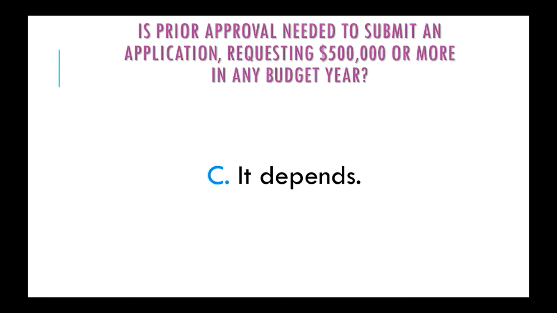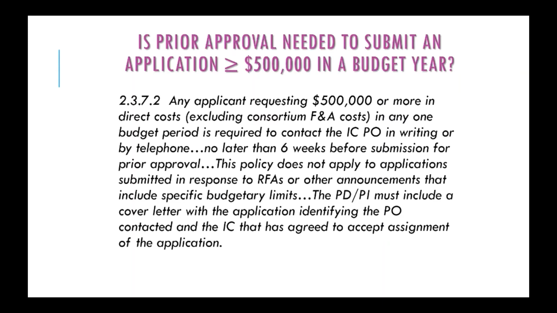It was very close, but the answer is it depends. And you're going to say, what is this? The Grants Policy Statement, section 2.3.7.2 says any applicant requesting $500,000 or more is required to contact the ICPO in writing or by telephone. You'd say, well, wait a minute, but this policy does not apply to applications submitted in response to RFAs or other announcements that include specific budgetary limits. So if you're responding to an RFA, a request for applications, and there are specific budgetary limits already included, you do not need prior approval. So the correct answer was C, it depends.